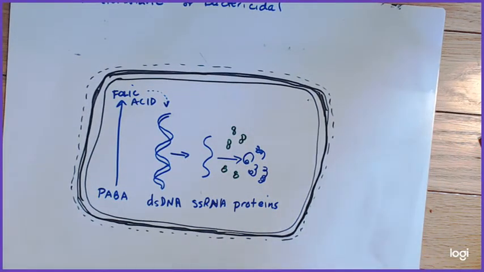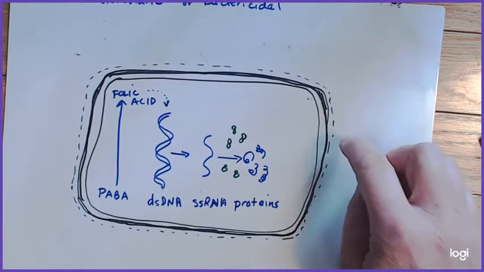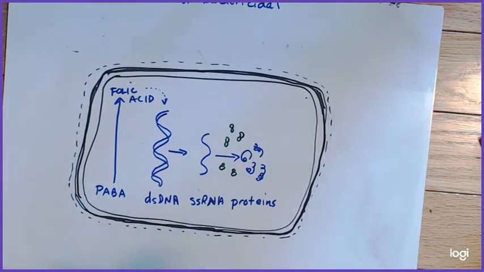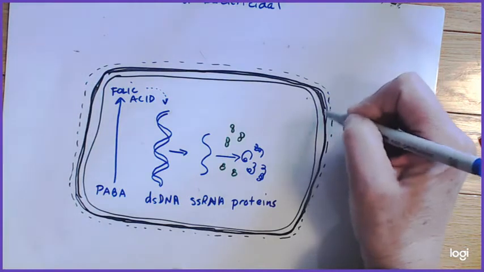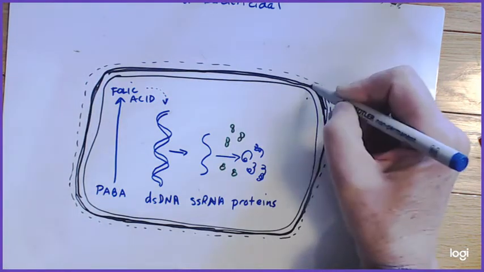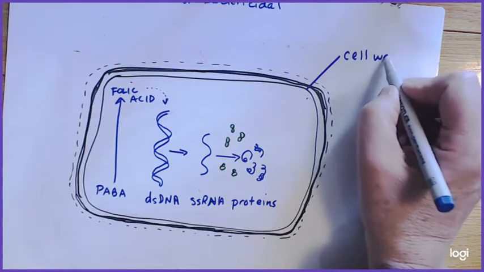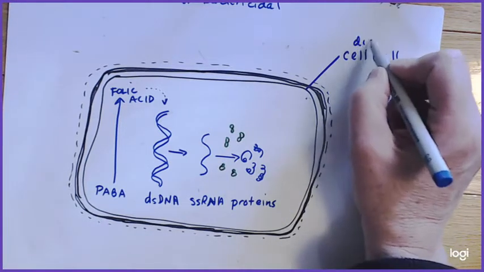So if we have a gram-positive bacteria, it's not going to have this LPS layer around the outside. So if we've got a gram-positive bacteria, what we can do is disrupt the cell wall around the outside. So let's disrupt the cell wall.